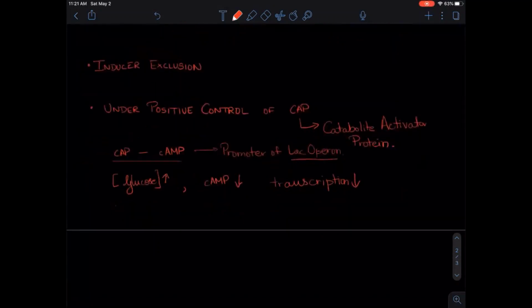However, when glucose concentrations are low, cyclic AMP concentrations are high. Therefore, transcription increases.